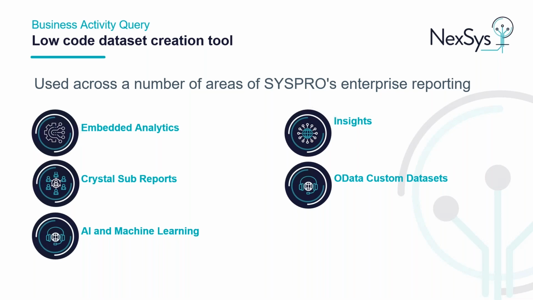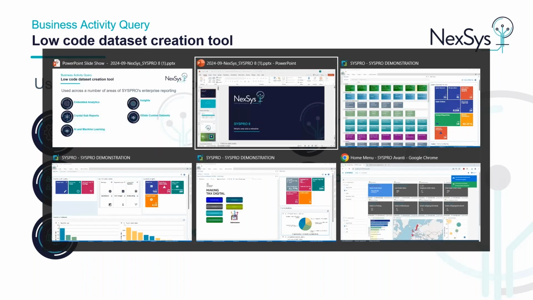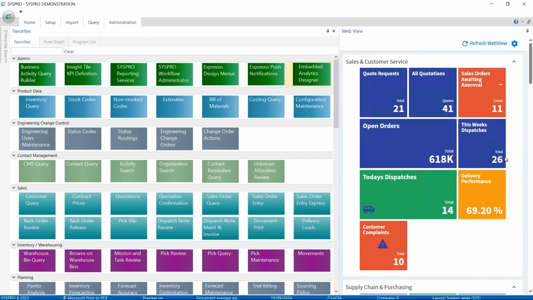Thanks there, Darshnee. So the Business Activity Query Builder is a low-code dataset creation tool which is used across a number of areas of SYSPRO's enterprise reporting, most notably the business insight tiles and the embedded analytics, which we are going to concentrate on now for the next few moments. So finally, the time comes to look at some software. So we have a program here, Business Activity Query Builder.